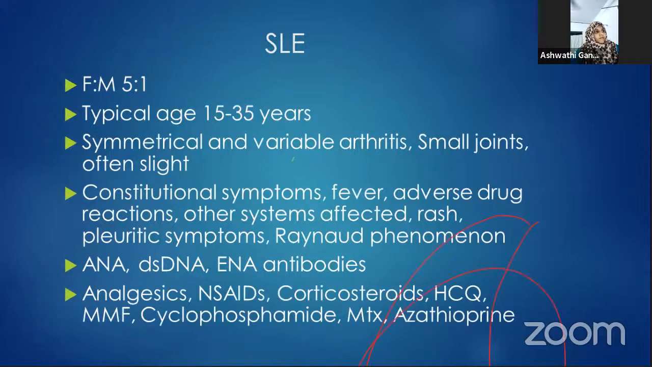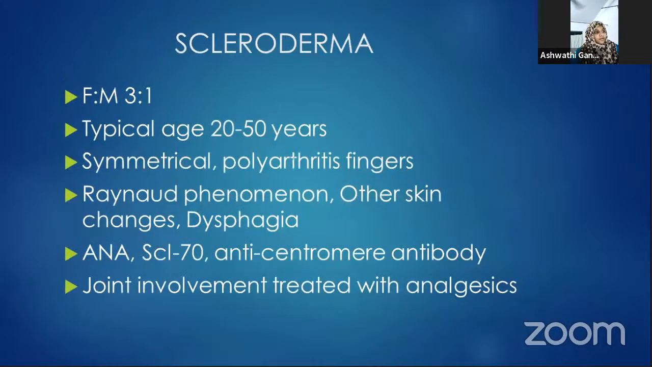Then scleroderma, skin manifestations are typical. Patient can have dysphagia, Raynaud phenomenon, other skin changes. Here diagnostic are SCL70 and anti-centromere antibody. Joint involvement is usually mild. It can be treated with analgesics.